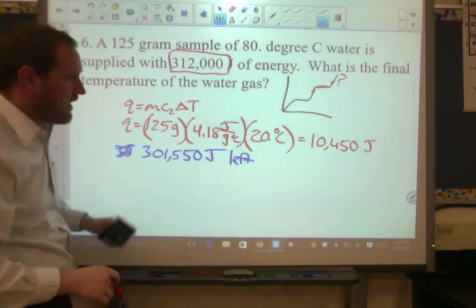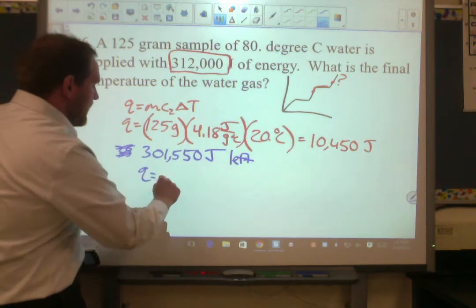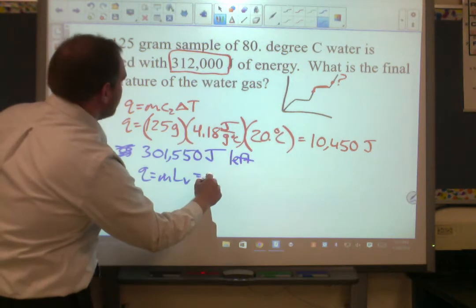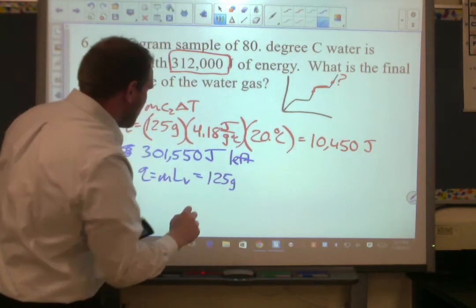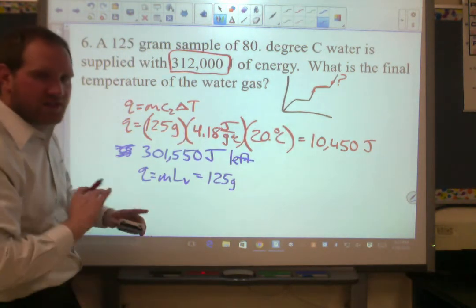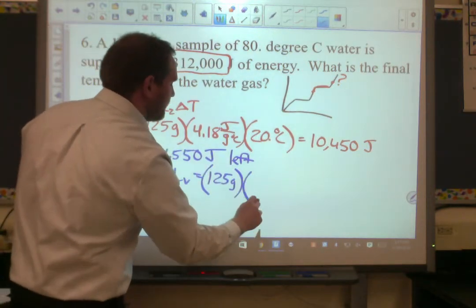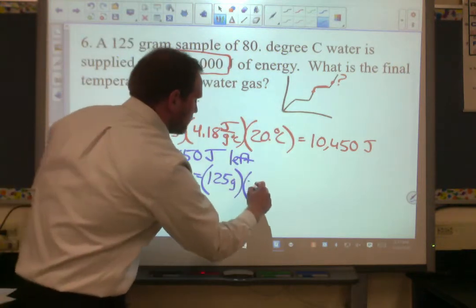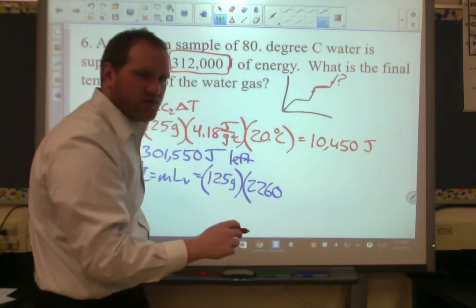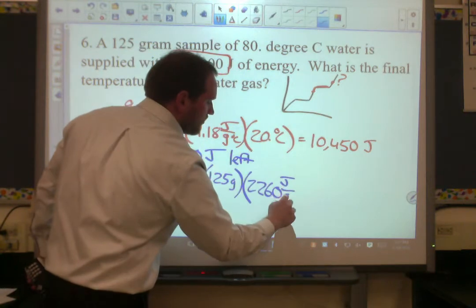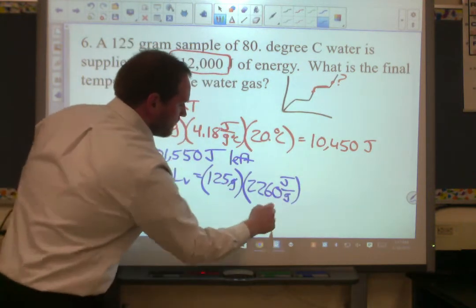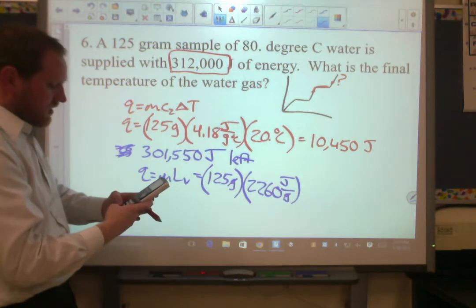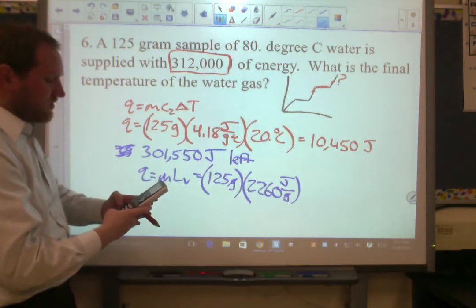Well, now they have to boil that water. Q equals mLV. So you just plug in your mass, which is 125 grams. Remember, LV can also be HV. They mean the exact same thing. 125 grams times the latent heat of vaporization. I use 2260. Your teacher might use something slightly different, and that's joules per gram. Gram cancels gram. Let's see what we get. 282,500.